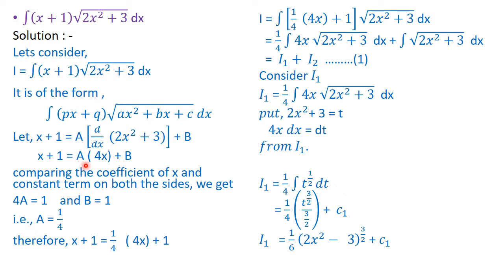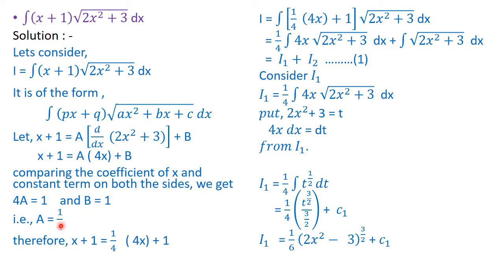Now comparing the coefficients of x and the constant term on both sides, we get 4A is equal to 1. The coefficient of x on the left is 1, and on the right-hand side it is 4A. So 4A is equal to 1, and for the constant terms, it is 1 on the left and B on the right, so simply B is equal to 1. That is, A is equal to 1 by 4 and B is equal to 1.